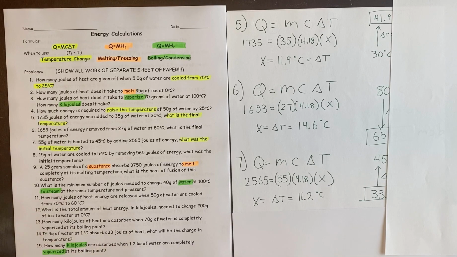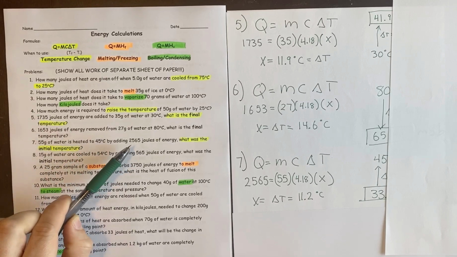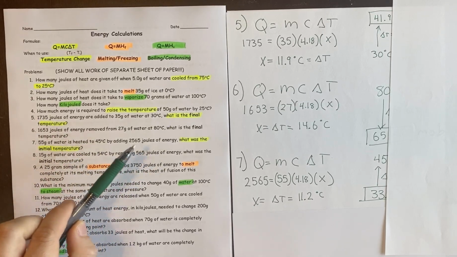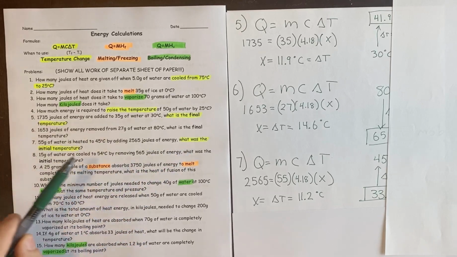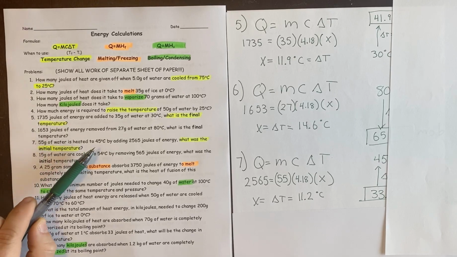Now, the key here in this question is that the water was heated to 45 by adding some amount of heat, some joules, right? When you think of joules, think of heat. What's the initial or the starting temperature? So now think about it. If the room was heated to 45 degrees, was the starting temperature above or below 45?